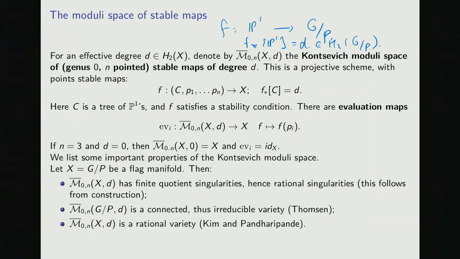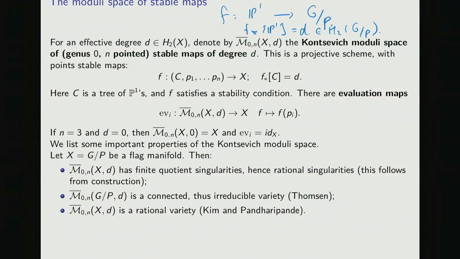It's also true that moduli spaces of stable maps are connected and irreducible varieties, and they're also rational varieties. Rational means that there exists a big open set in this moduli space which is isomorphic to a big open set in A^N, in the affine space. So it's birational to P^n if you want, for some projective variety. These come up when you actually calculate invariants.